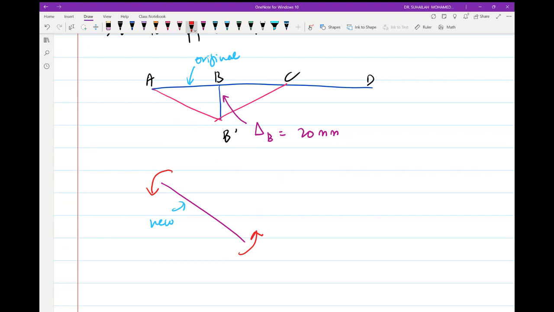So we have to apply the moment in this direction, in these two directions. It is the same direction so that the beam will go back to a straight, horizontal position. So this is the fixed end moment, and this is also a fixed end moment direction. That is for AB prime.